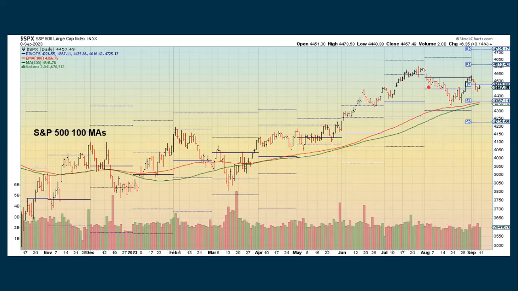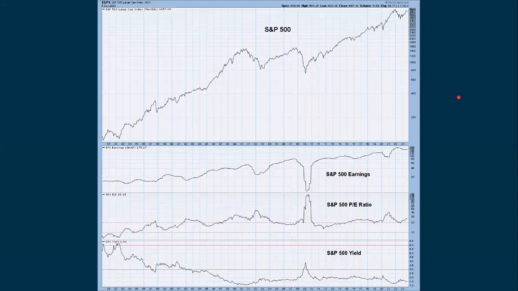Well, as we were having trouble in August, we didn't quite get down to the 100-day moving averages, either a simple or exponential version of this chart. And so right now, it looks like this support level is holding. We keep an eye on the fundamentals.